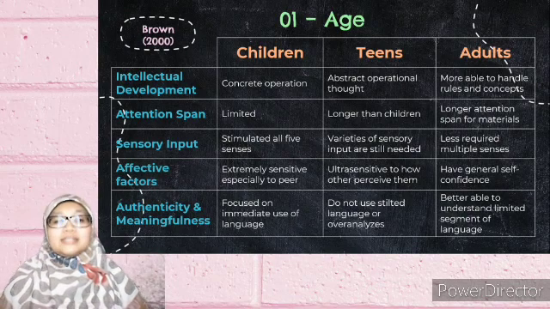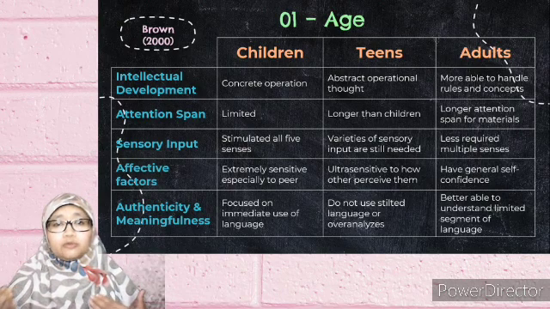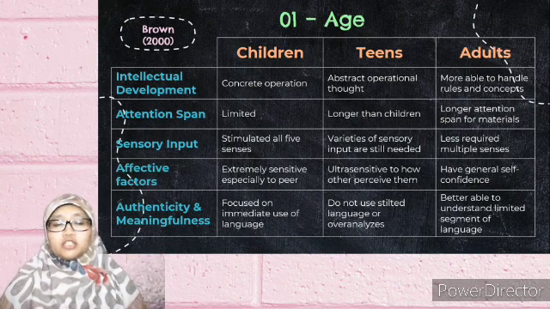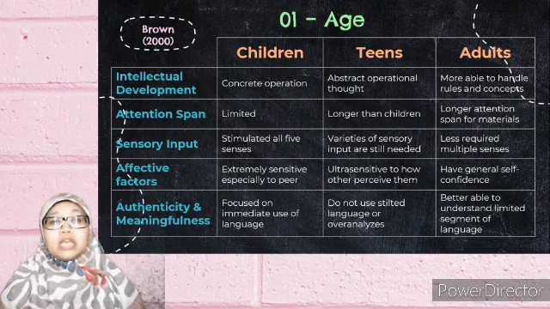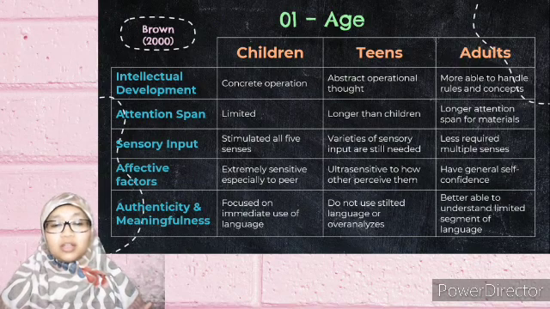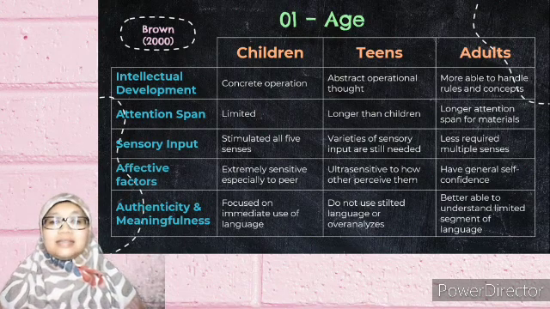The children are extremely sensitive, especially to their peers. So for the teacher who teaches children, please try to make them comfortable. For example, if a child makes a mistake, make sure they know that it's okay. It's not a sin and it's not an embarrassing moment. It's still okay. And how about the teens?